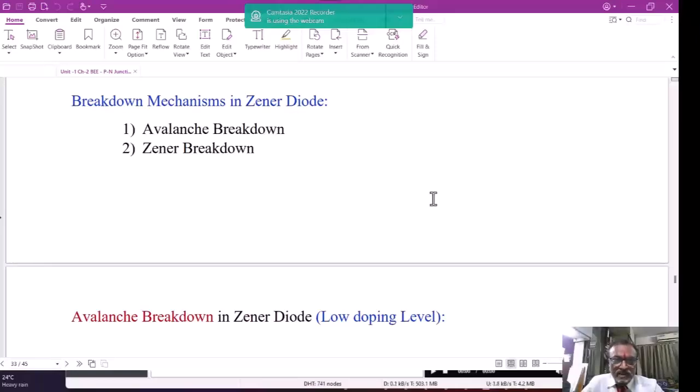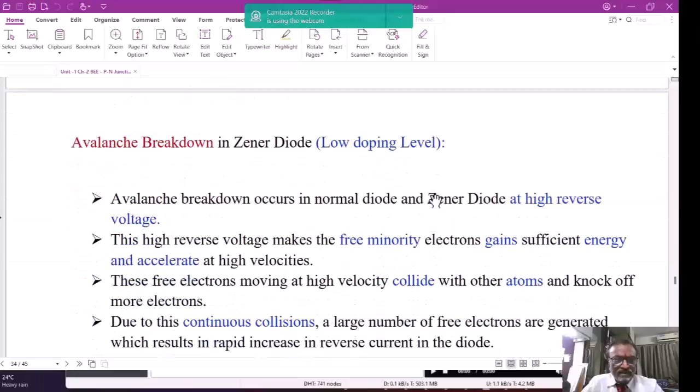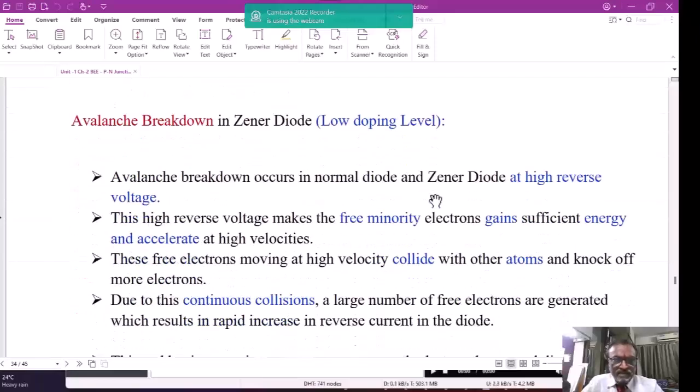A Zener diode with breakdown voltage greater than or equal to 6 volt is normally considered an avalanche Zener diode, and less than 6 volt Zener voltage diodes are normally recognized as Zener diodes. Let us see what is the avalanche breakdown in Zener diode.